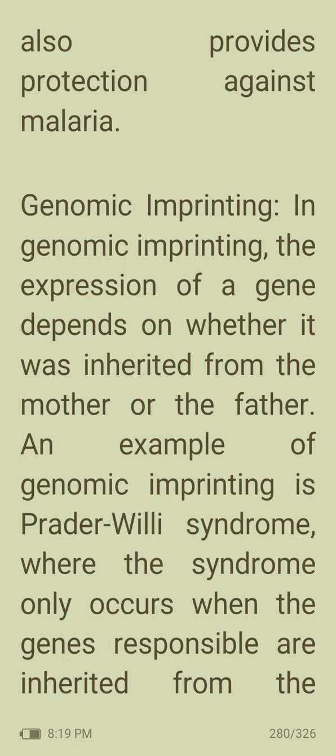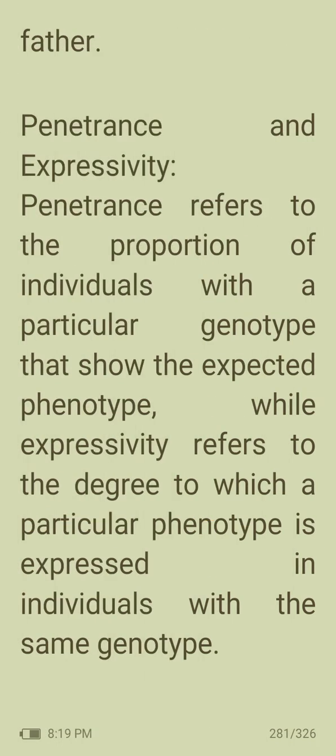Next, genomic imprinting. In genomic imprinting, the expression of a gene depends on whether it was inherited from the mother or the father. An example of genomic imprinting is Prader-Willi syndrome, where this syndrome only occurs when the genes responsible are inherited from the father.